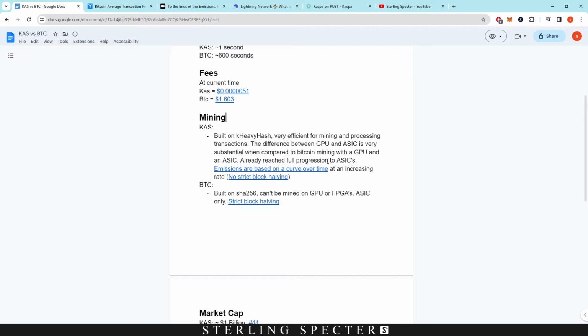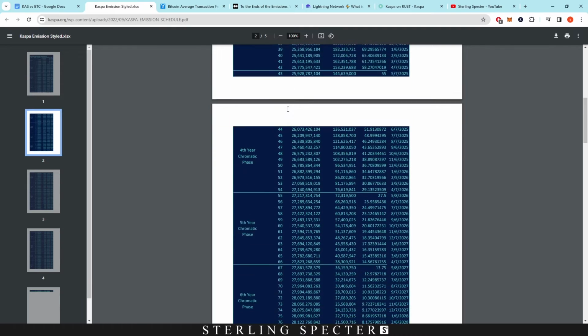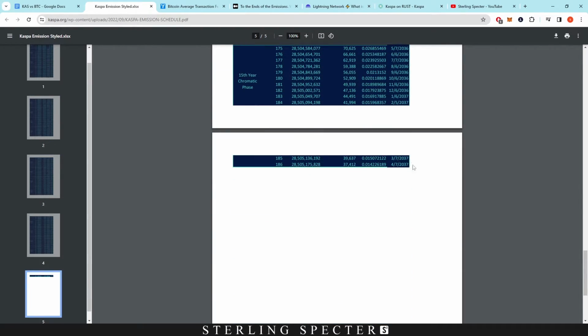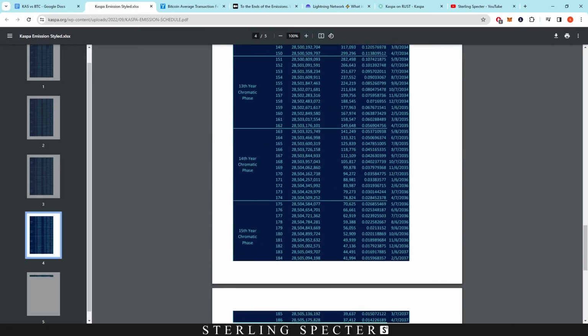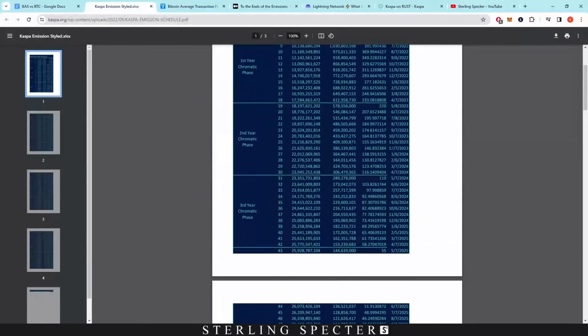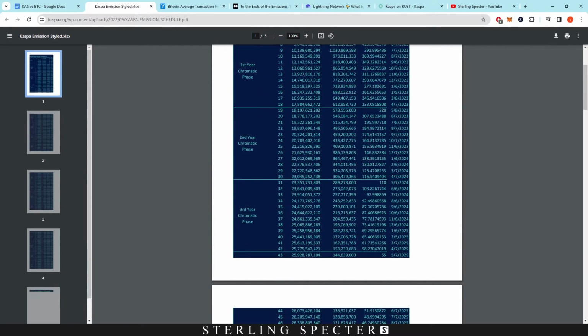Already reached the full progression to ASICs, so on the same level as ASIC mining BTC. Emissions are based on a curve over time at an increasing rate, no strict block halving. When we look here, this is the emission schedule, and it's going to end in 2037. So we are around the point up here, so we're very early on in the emission schedule in terms of the block reduction, but we are sitting at 155.